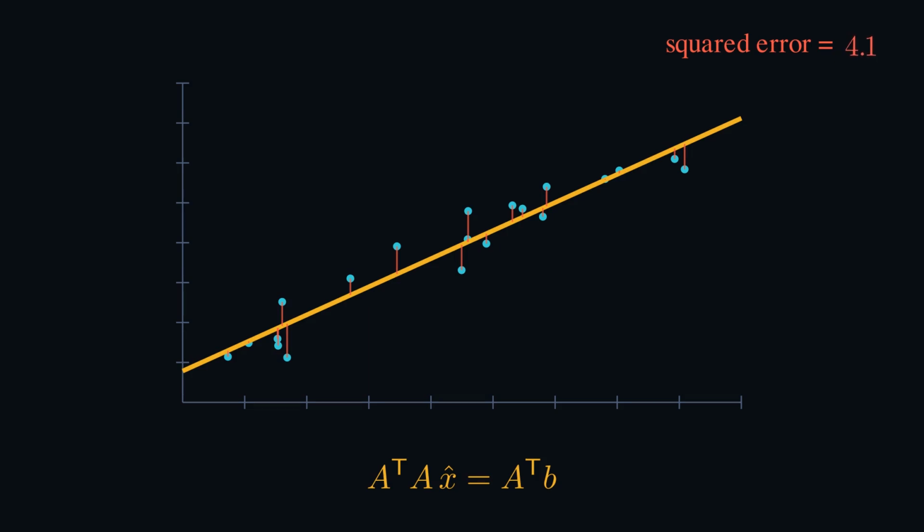The error meter just fell to the minimum. No other line beats it. This is regression. And every neural network you have ever trained is doing a giant bent version of this exact snap. Minimize the error because the exact answer does not exist.